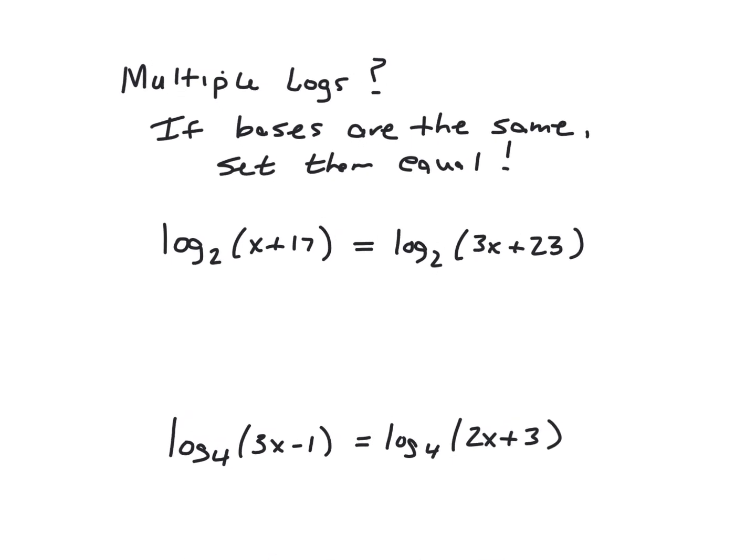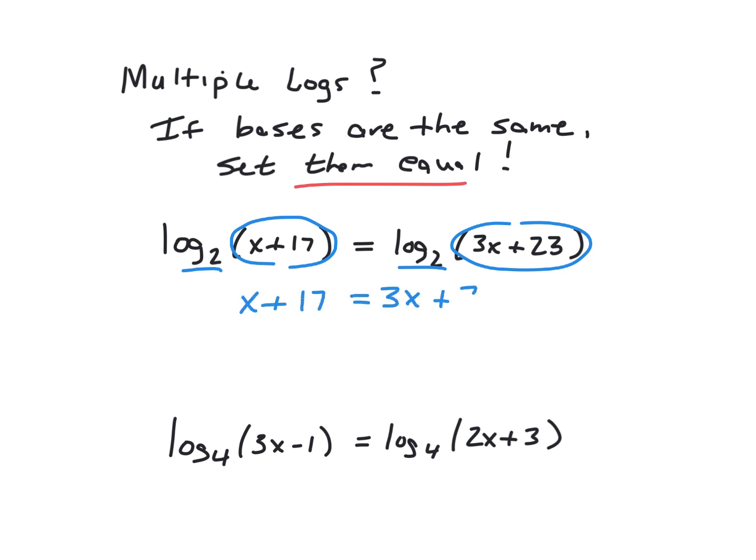Now, if you've got multiple logs, so more than one log written in the equation, if the bases are the same, you can get them on the opposite side of this equation, then basically you can just set them equal. So in this case, you can see we've got log base 2 and log base 2. So if they're equal to each other, then these must be equal. So I would just set the x plus 17 equal to the 3x plus 23. And solve, I could subtract x. I could subtract 23. And get 2x to be negative 6, so x would be negative 3.